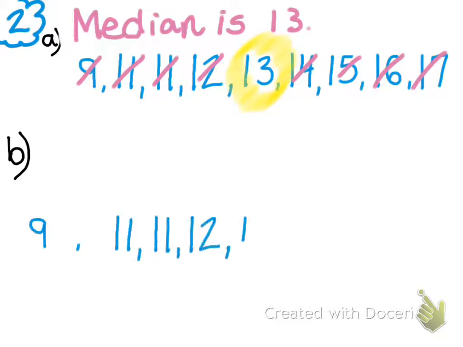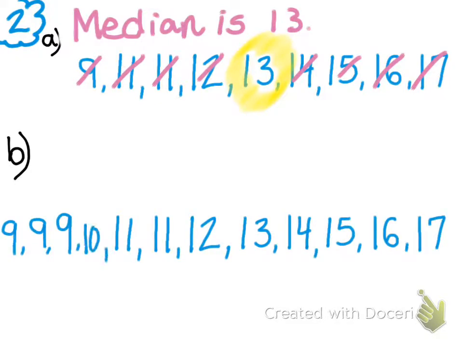All right, so B, it's a little trickier. So it says, hey, there's 3 more measurements. These new measurements are 9, 10, and 9. What is the new median? So I've already lined them up in order least to greatest. I've added in my new data points.